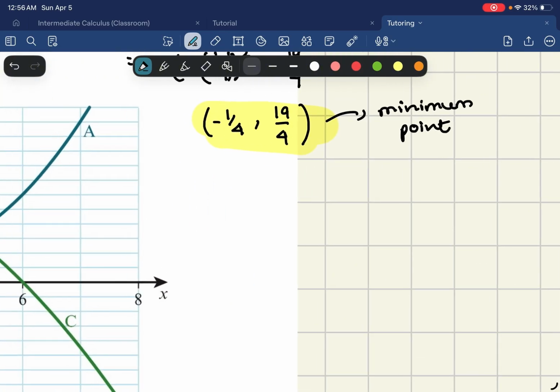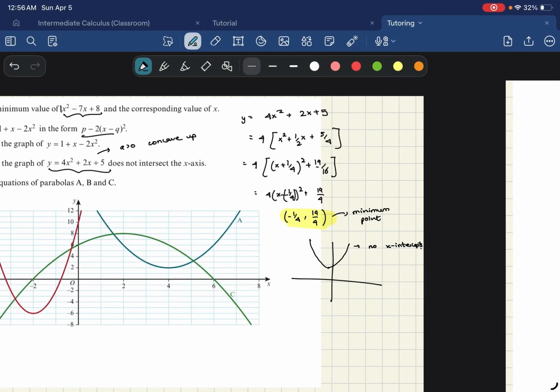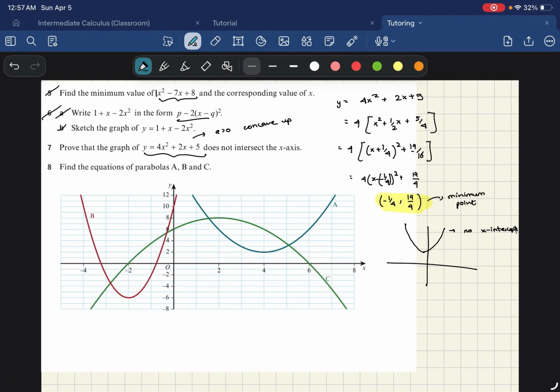As your minimum point, if your minimum point is bigger than 0, so 19 over 4, that is 4.75, right? That is almost 5. So negative 1 over 4, 19 over 4 is maybe somewhere here. And then you have a concave up graph. So obviously, this is going to have no x-intercepts. No x-intercepts.